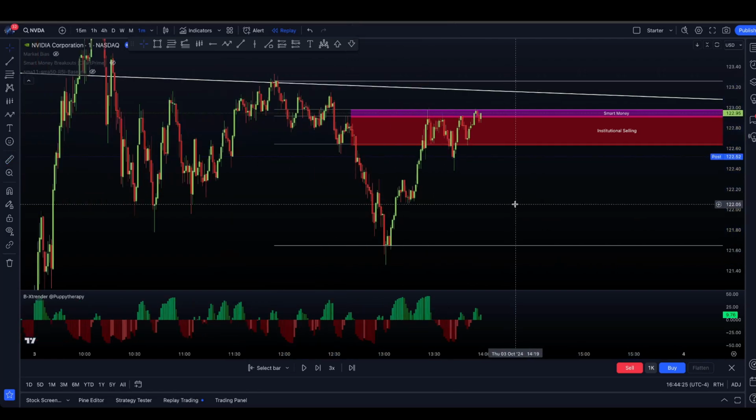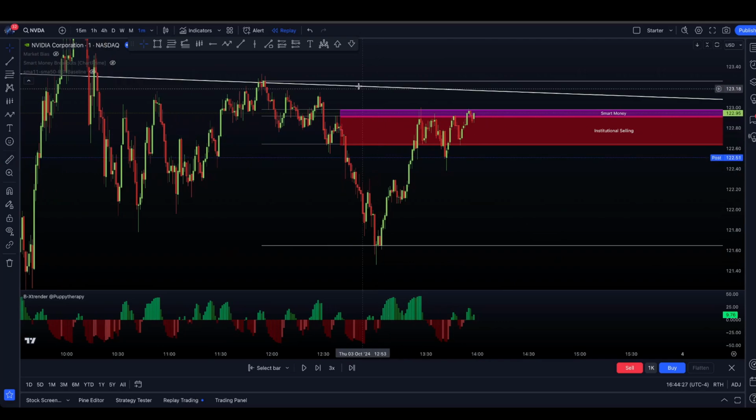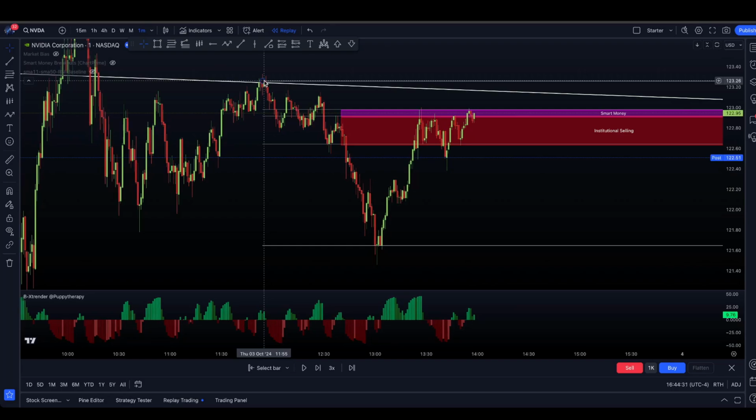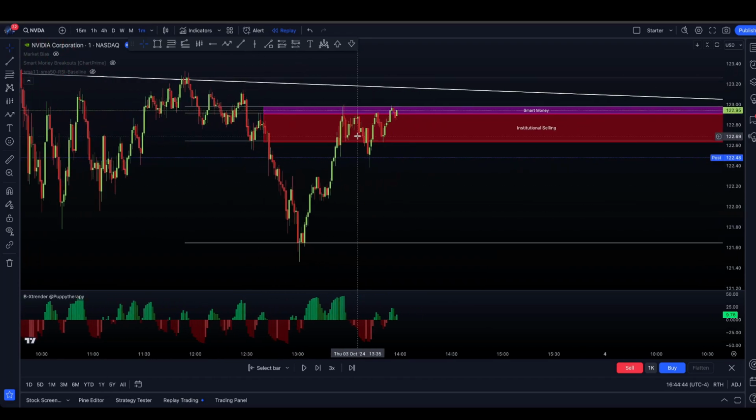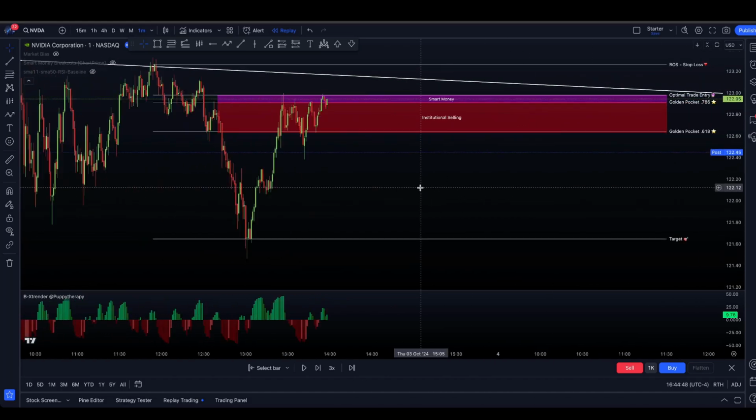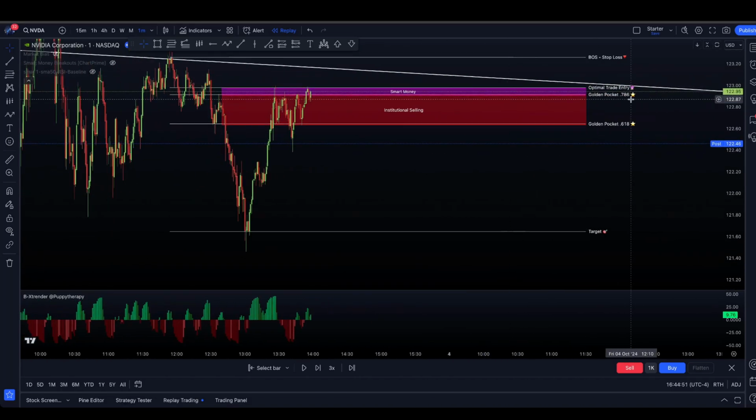Now, what we look for here is to mark off our most recent highs, which would have been up here at $124, and mark off our most recent lows, which is down here at $123.26. What we'll do is take a Fibonacci retracement from that swing high to that swing low, and we will look for what's called our smart money area. Now, the smart money zone, the actual settings are within that course, but it's basically the 0.786 to the 0.826.